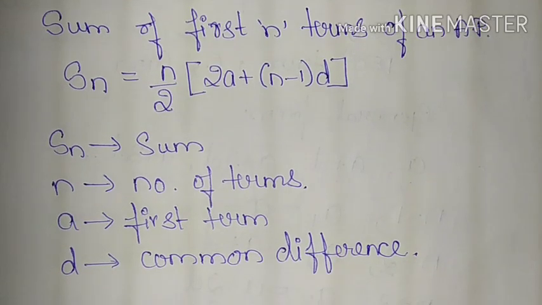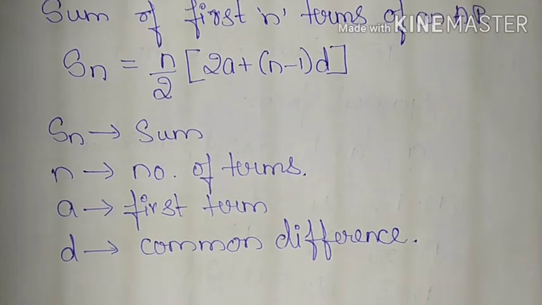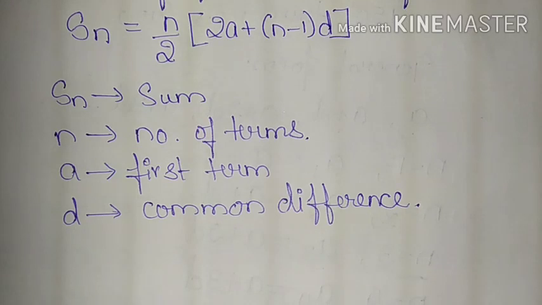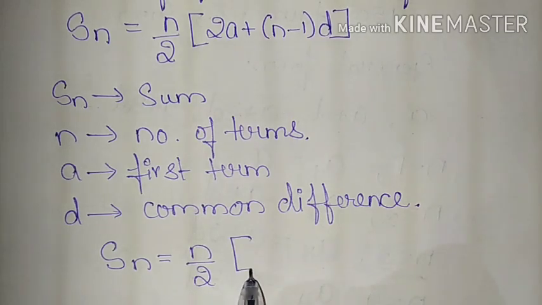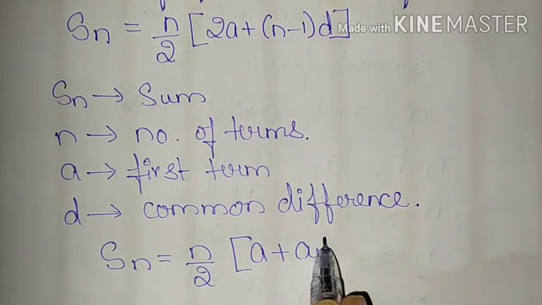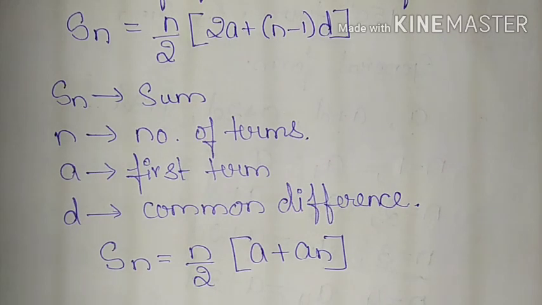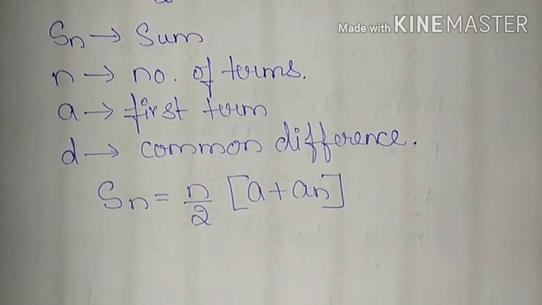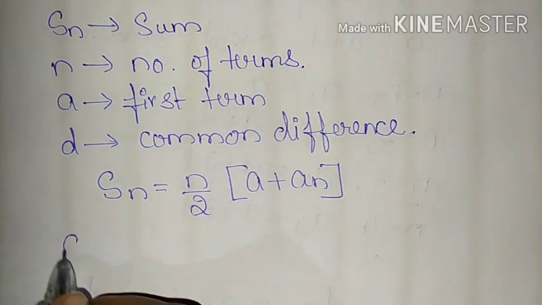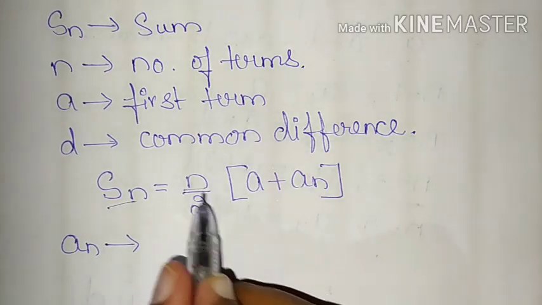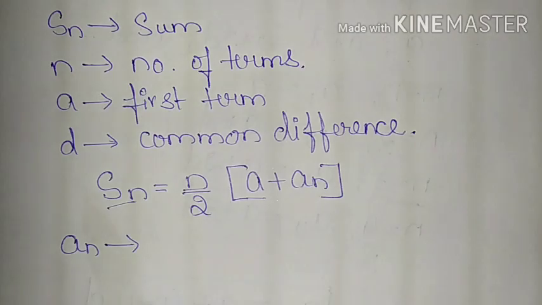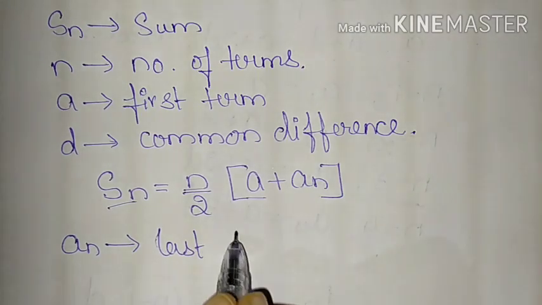Also, this is not the only formula to calculate Sn. Another formula is Sn is equal to n by 2 into a plus an, where an is the last term, or the term which we are concerned about. Let us say it is the last term of our arithmetic progression, and all the other terms, that is Sn, n and a, have the same meaning as above.